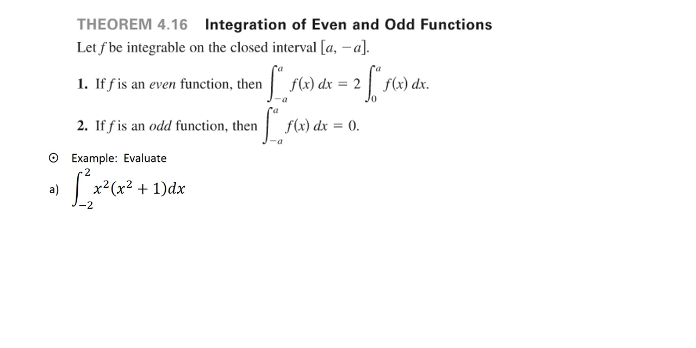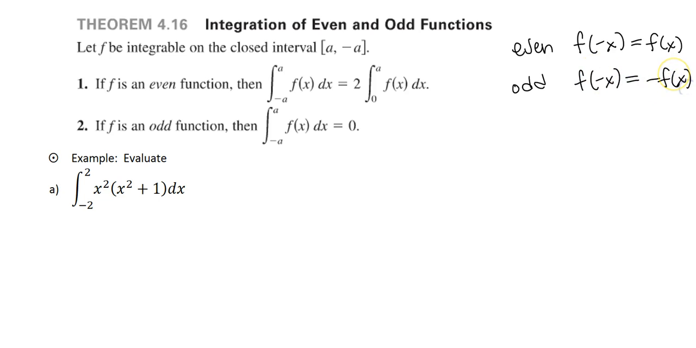Another neat trick involves even and odd functions. Remember, even functions are those where f of negative x equals f of x, and odd functions are those where f of negative x equals negative f of x. And if f happens to be an even function, then the integral from negative a to a, now that's very important, it's negative a to a, of f of x dx is equal to 2 times the integral from 0 to a of f of x dx. And if f happens to be an odd function, then the integral from negative a to a of f of x with respect to x is actually equal to 0.